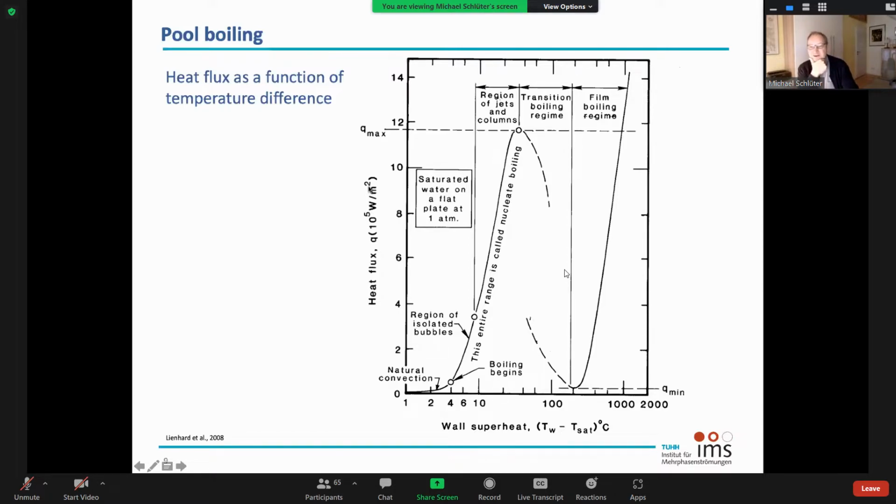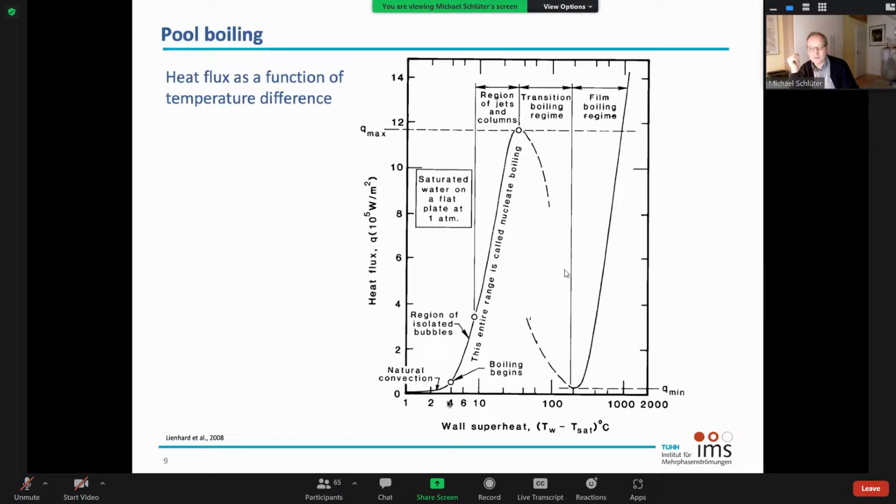So now let's have a look at this diagram. What happens if we increase the wall superheat? If we increase the current to increase the heat flux, what happens? First of all, we have a low heat flux here, of course, because it's not such a high temperature in our wire. If we increase the temperature further, then of course the heat flux will increase. This is not very surprising. This is only natural convection that takes place here.